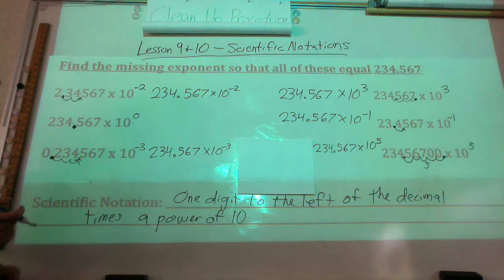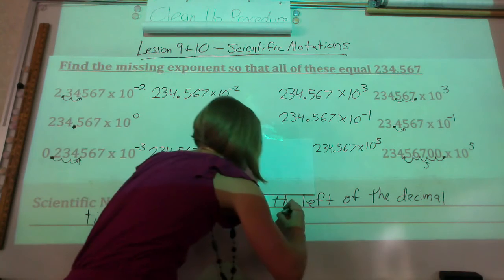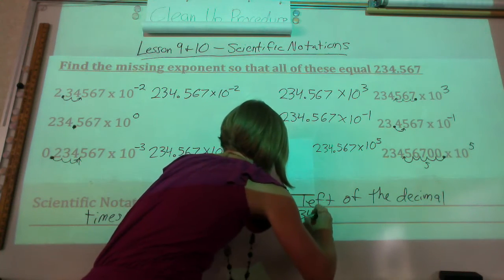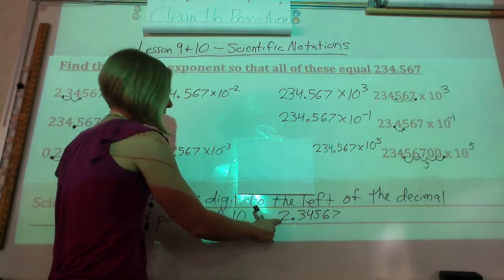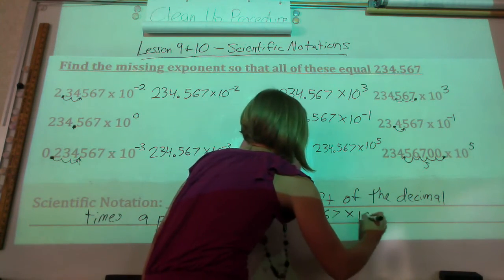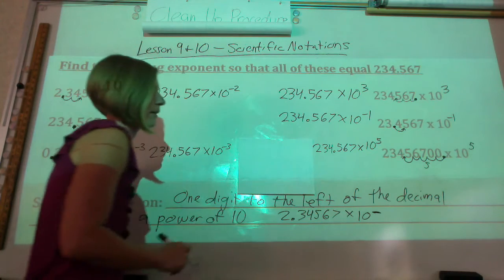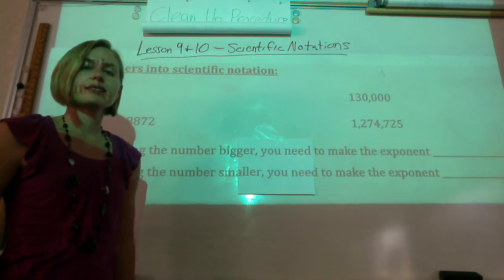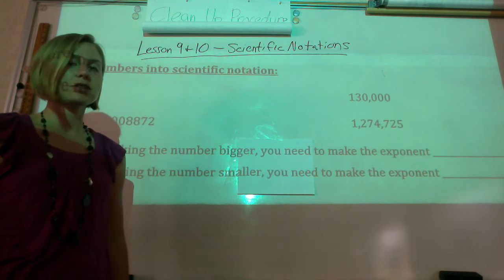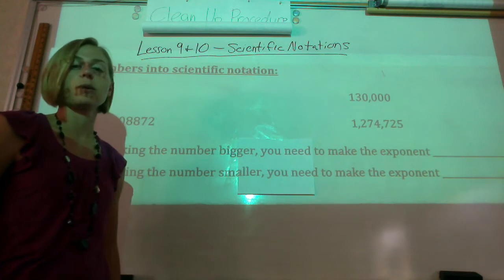Realistically, if we wanted a scientific notation, we should have 1 digit to the left of the decimal times some power of 10. So some power there would be our scientific notation, and we could change all of these. So now let's practice turning some numbers into scientific notation now that we know what that is.